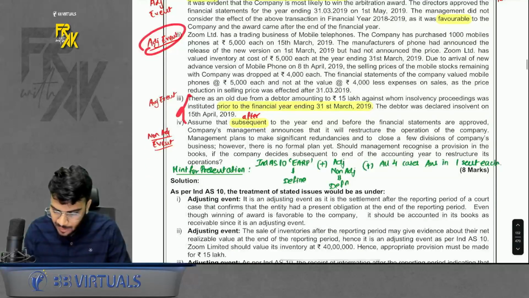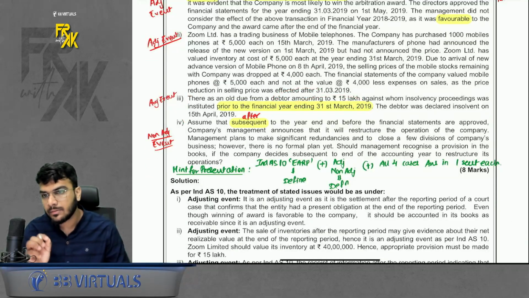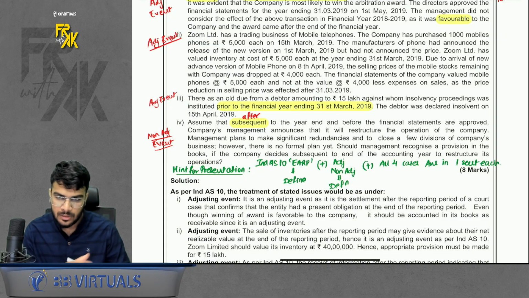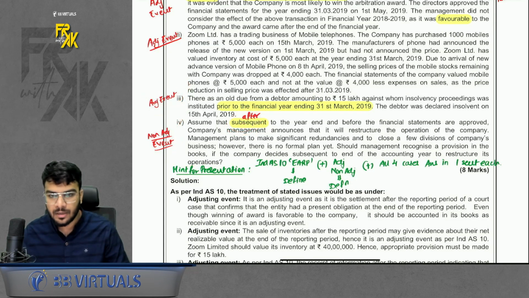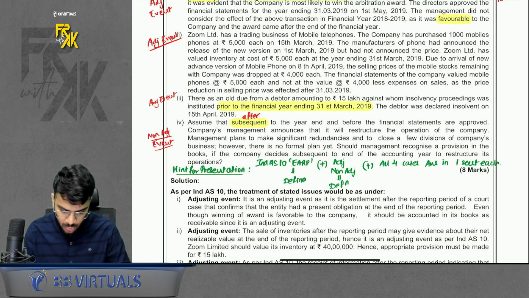Third, the debtor became insolvent and the proceedings were going on before year end only. Adjusting event. Fourth, we announced a restructuring after year end. So this starts only after year end. Nothing was existing at year end, so non-adjusting event.